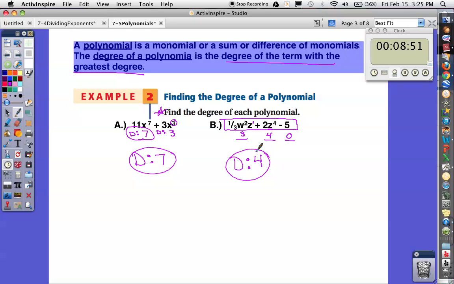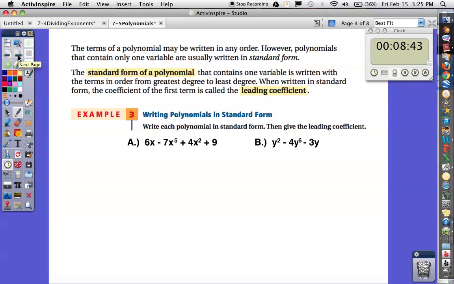All right, so we learned monomial, degree of a monomial, polynomial, and the degree of a polynomial so far. The terms of a polynomial may be written in any order, okay? However, the polynomials that contain only one variable are usually written in standard form. And here's what standard form is. The standard form of a polynomial that contains one variable is written with the terms in order from least to greatest degree. So in order from least to greatest degree, you need to write that down on your note sheet. If you're taking notes on paper, you need to write down this whole thing. If you're filling in the note guide, you can fill in just the blanks.